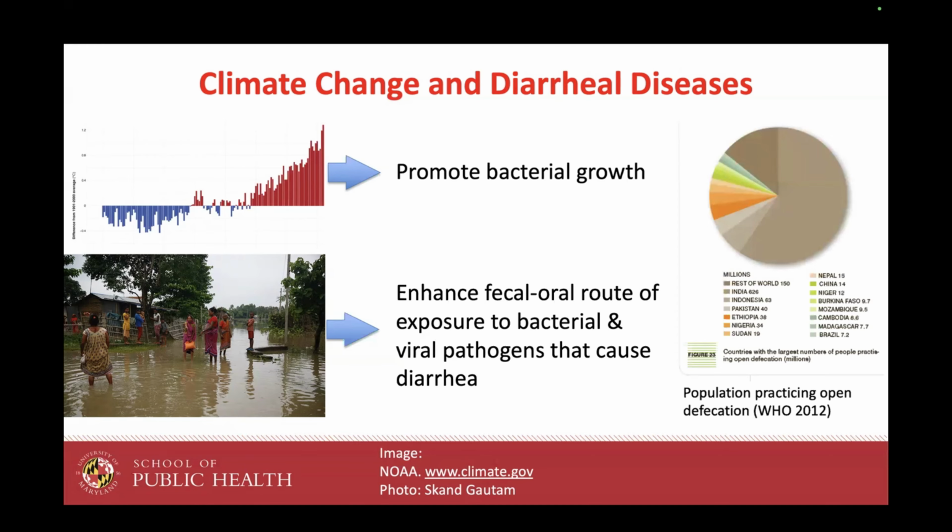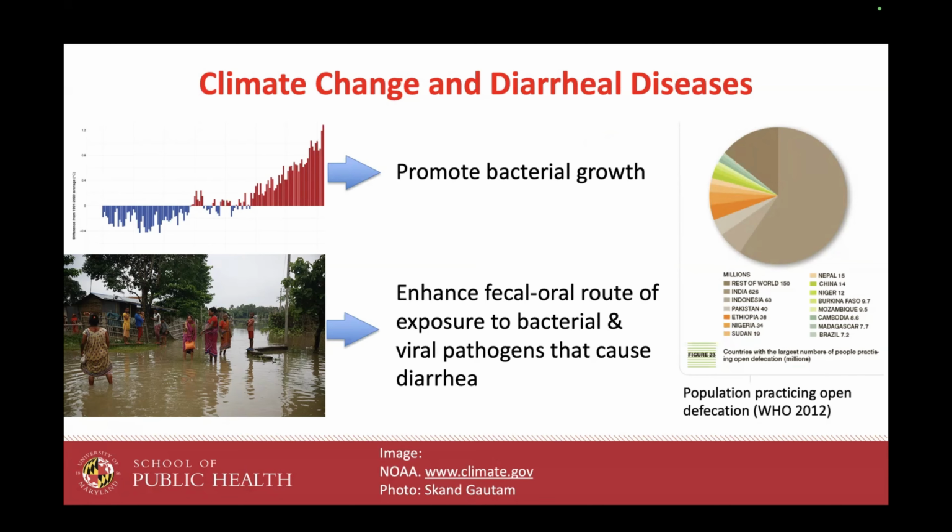So what happens is during these extreme precipitation events, the bacterial and viral pathogens that are in the feces from open defecation get sprayed on the environment and end up in unprotected drinking water supplies such as rivers, streams, unprotected wells. And since people don't have access to clean drinking water, they don't have access to municipally treated water, their drinking water gets contaminated with those bacterial and viral pathogens, and that's how they become sick. And we call it the fecal-oral route of exposure.